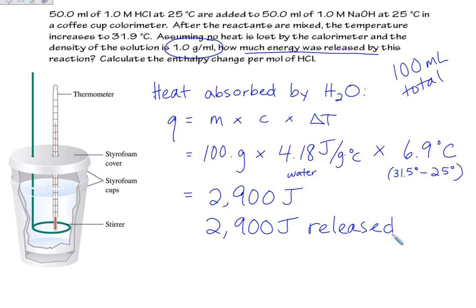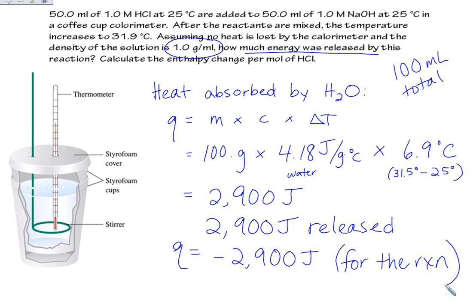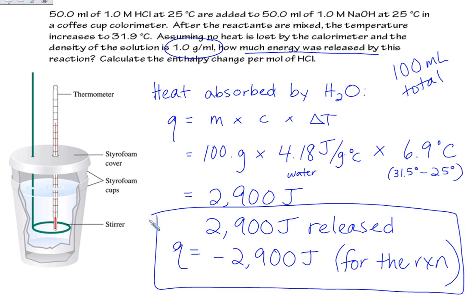Or you could say Q equals, for the reaction, negative 2,900 joules. Okay, for the reaction. So somehow we have to specify the direction of the energy flow. It was transferred from the reaction, from the system, to the surrounding water. So for water, the temperature change was positive. Water absorbed energy as it was released from the reaction.